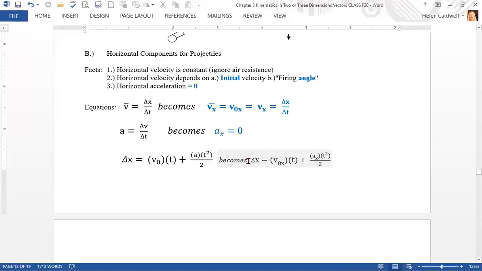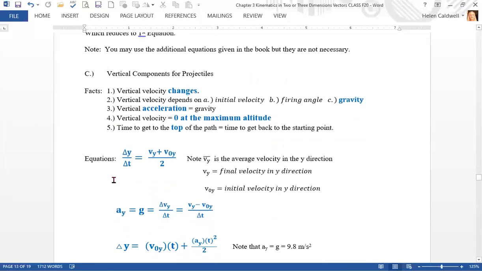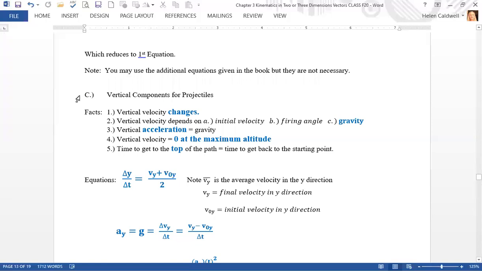If you look at this for a projectile, because acceleration is 0, this whole last term goes away. Because acceleration is 0, the last term goes away, and you're left with delta x is equal to v0x times t, which is the same thing as this equation. So we really only have one x equation, and that is that the velocity in the x direction is delta x over delta t. Now there are other equations in the book you could certainly use, but they're not necessary.